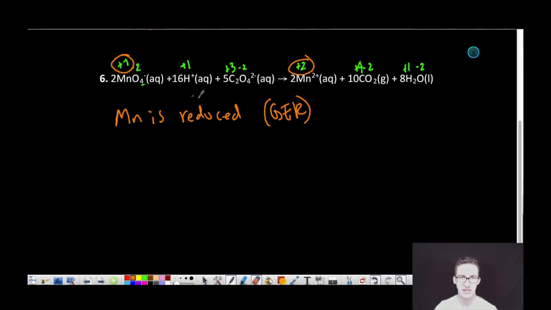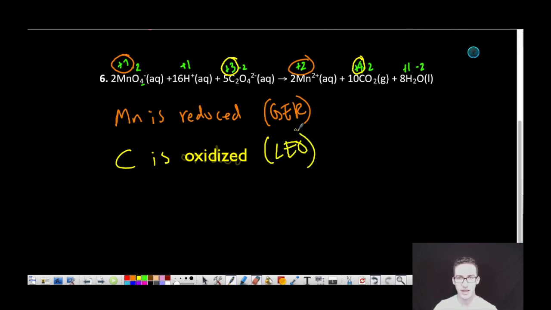As I continue to scan my oxidation states, I note that carbon goes from a +3 to a +4. That means carbon is oxidized, or LEO. It must have lost electrons to go from a +3 to a +4 oxidation state.